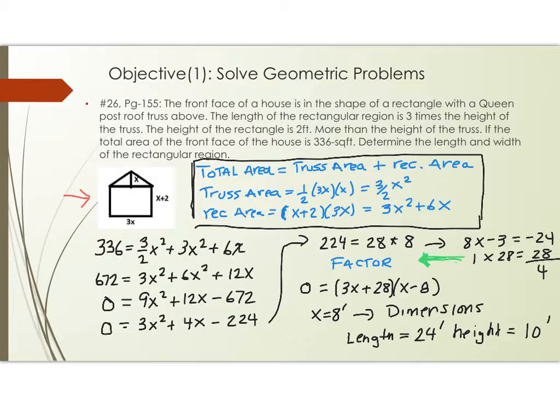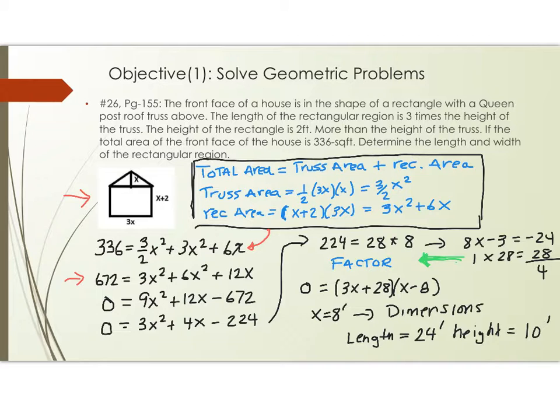Now, we're going to take all that information and put it into our equation. The 336 comes from the total area of the front face of the house. And then we put in the rest of the equation, 3/2 x squared plus 3x squared plus 6x. Now, the first step is to get rid of the fraction. I'm going to multiply both sides of the equation by 2. That gives us 672 is equal to 3x squared plus 6x squared plus 12x.